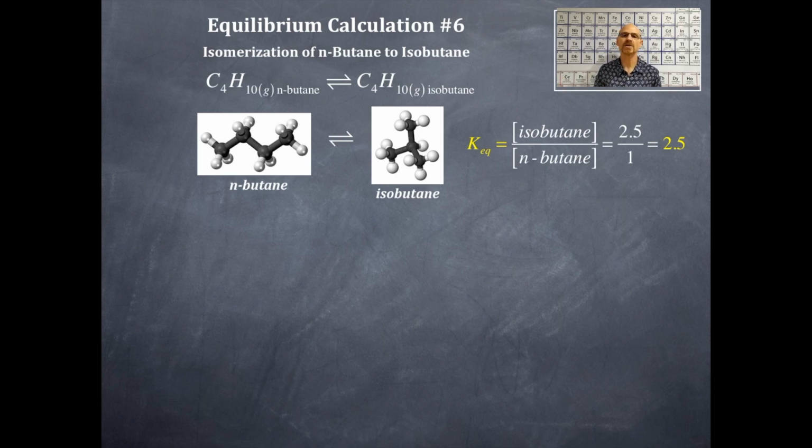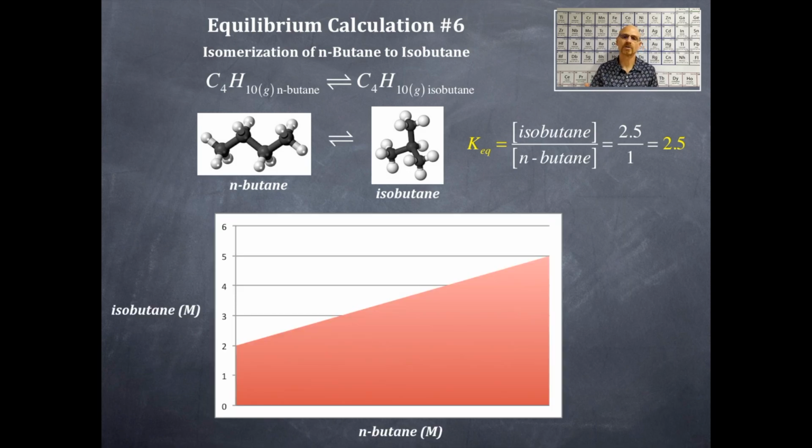Notice that the Keq here is greater than 1, therefore this is a product-favored reaction. So this normally, at this temperature, whatever it is, goes towards products, goes towards the isobutane. All right, so I want to show you graphically what this actually means.